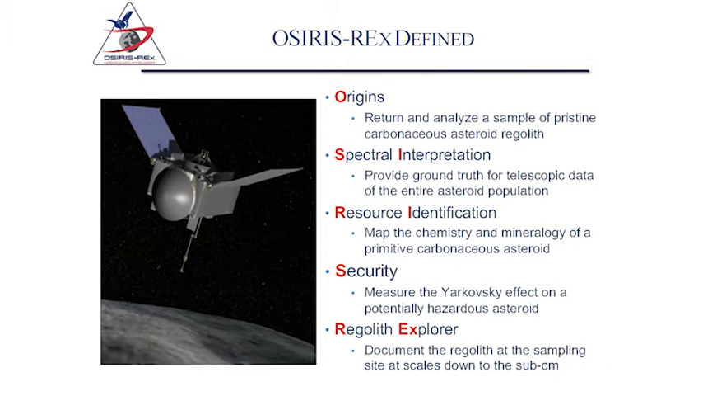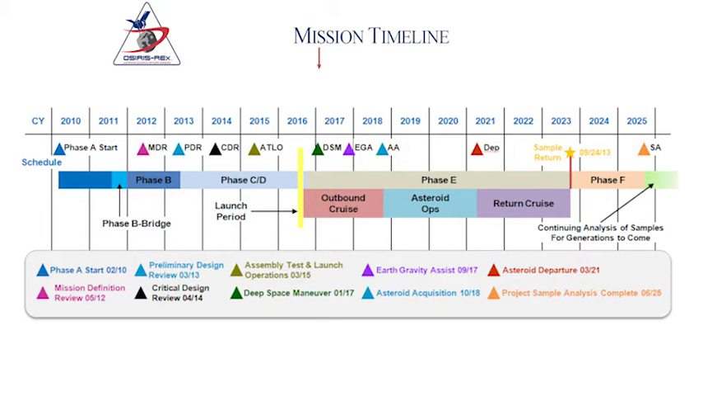And then the REx is Regolith Explorer. So one of the things that we like to do, regolith is just a fancy planetary science word for the ground. It's the part of the asteroid that's been impacted and is made up of dirt or soil. I shouldn't call it dirt or soil because that may imply plant material, but it's rocks and pebbles and dust and things like that. And so what we're going to have the opportunity to do with this mission is document that regolith, that ground surface, at very high resolution, much higher resolution than other missions, down to centimeter to sub-centimeter scales.